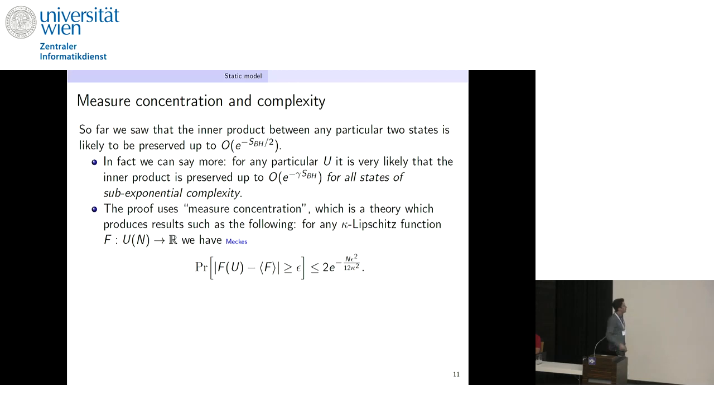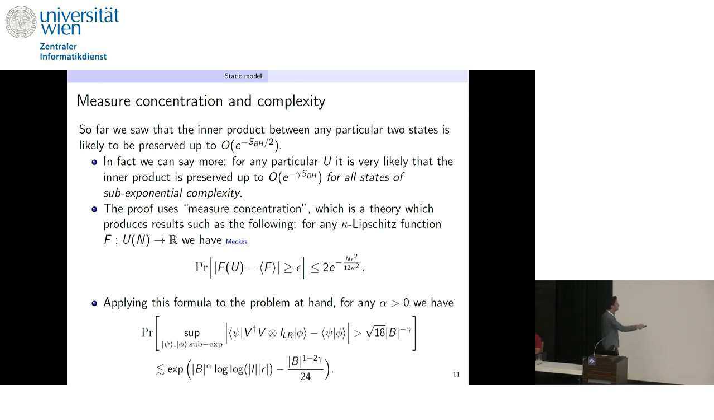The proof uses something called measure concentration, which I'm not going to explain, unfortunately, but it's this beautiful theory that tells you things like if you have a reasonably smooth function from the unitary group to the real numbers, then the fluctuations of that function in the Haar measure, the odds that you got something bigger than the average by more than epsilon are exponentially suppressed in the dimensionality of the Hilbert space that the U's act on. Okay. So it's kind of an amazing thing if you think about it.